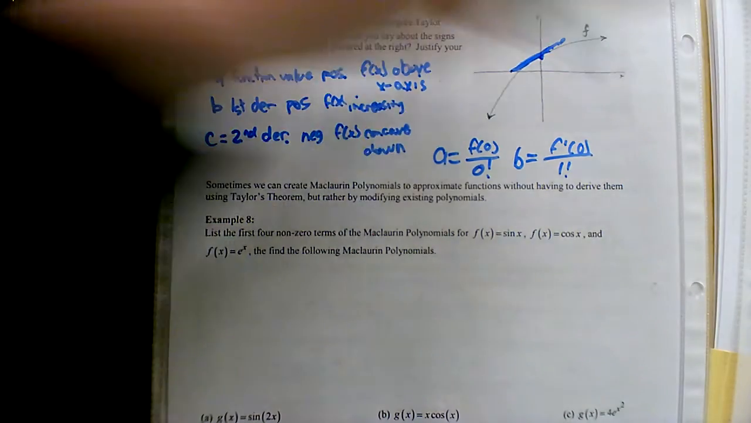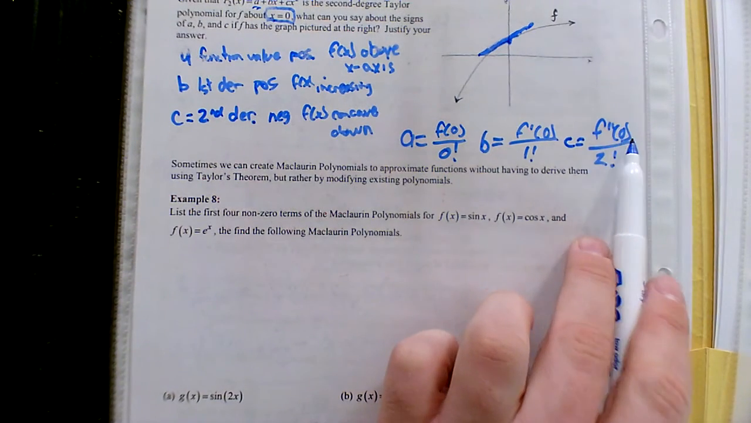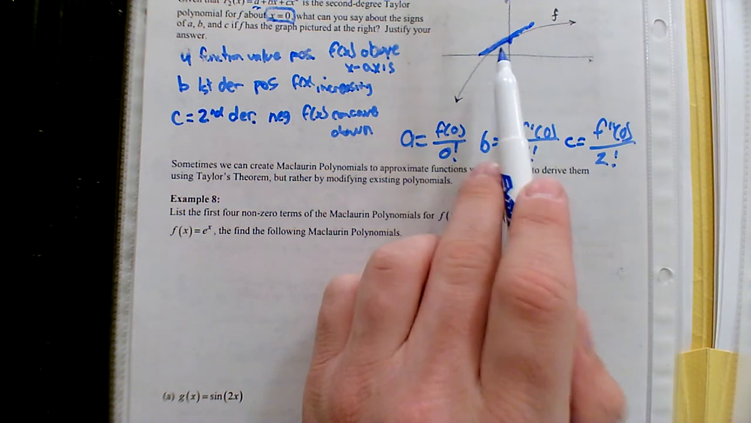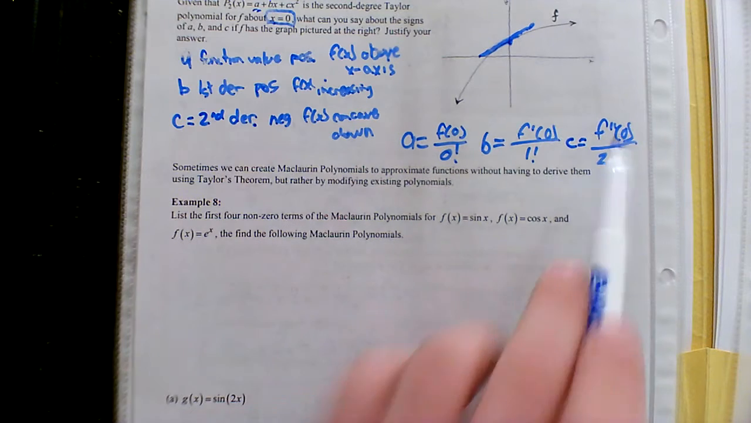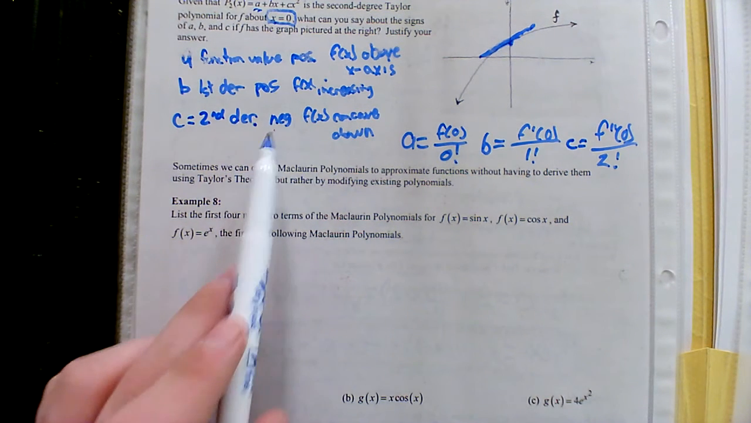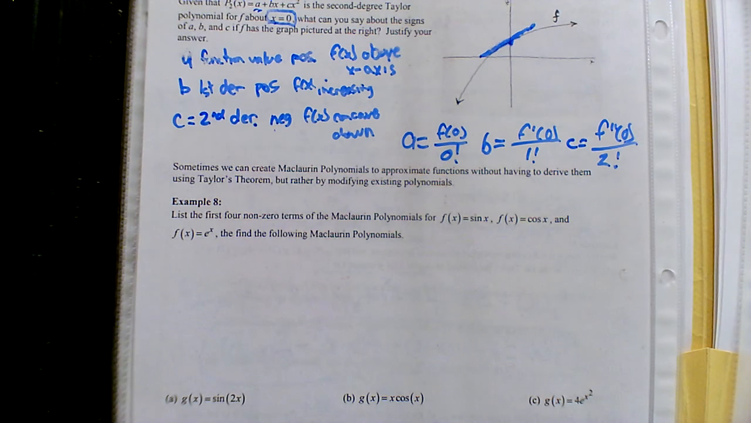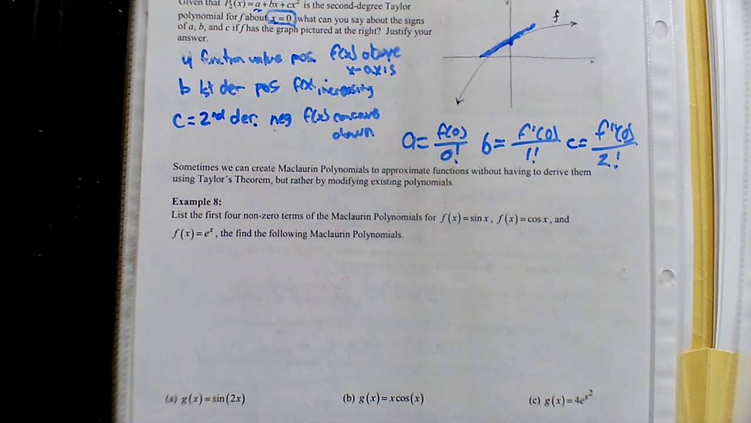C is your second derivative up here, f double prime of 0 over 2 factorial. Again, 2 factorial is positive, so it all depends on what the second derivative at 0 is. Eric told us from looking at the graph that it's concave down, so the second derivative at 0 has to be negative. A negative over a positive makes our C value negative. So these are just two different ways to look at how we found our answers. That's all they're really asking for in example 7: analyzing the graph to determine if your coefficients are positive or negative.